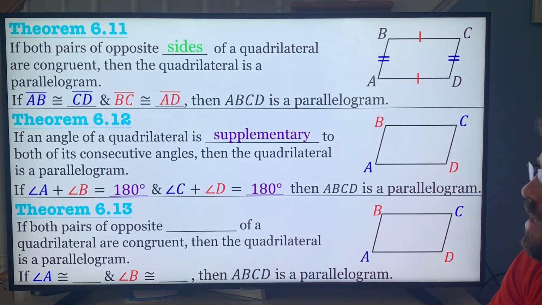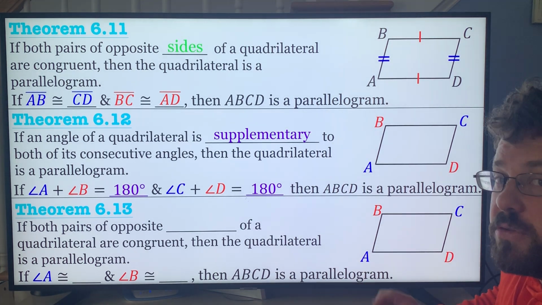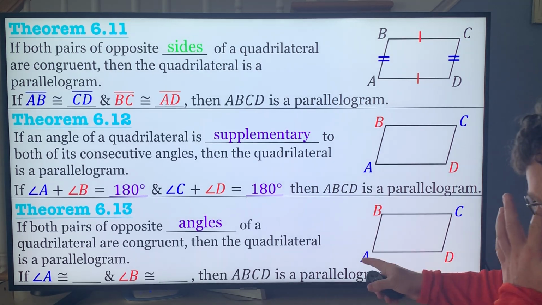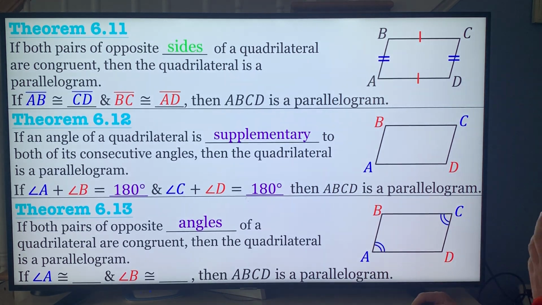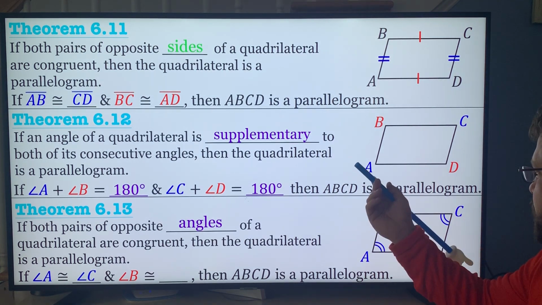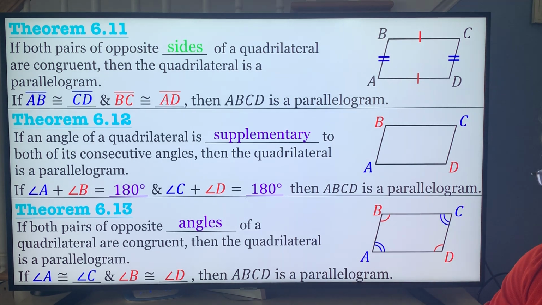Theorem 6.13: if both pairs of opposite angles of a quadrilateral are congruent, then the quadrilateral is a parallelogram. Opposite blank, so angle A and something else. If you said the word angles, you are correct. So angle A would be congruent to angle C because they're opposite, and angle B would be congruent to angle D because they are opposite. All right, so those are the three basic rules.